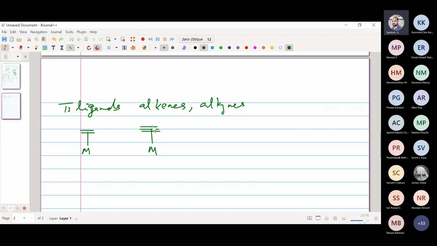No. Even though alkynes can also form a pi bond, pi donation, it is only considered a two electron donor. This is also a two electron donor. Please keep that in mind. There are explanations why you cannot consider more than two, but I'm not going to go through that. Even if you read it from the textbooks, you will get confused, so I'm not asking you to do that.